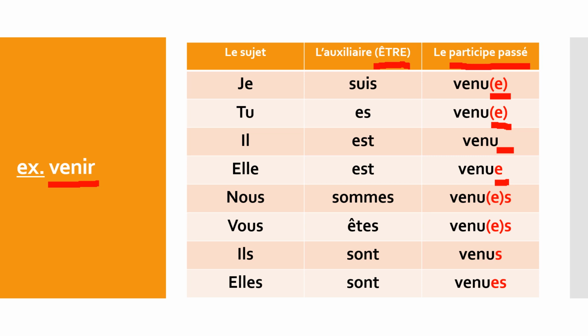Nous sommes venus. We came. I put an E in brackets because nous could be a group of girls. And there is a definite S because nous is always plural. Vous êtes venus. You came. I put an E in brackets because vous could be a group of girls. But I also put a definite S because vous is always plural.